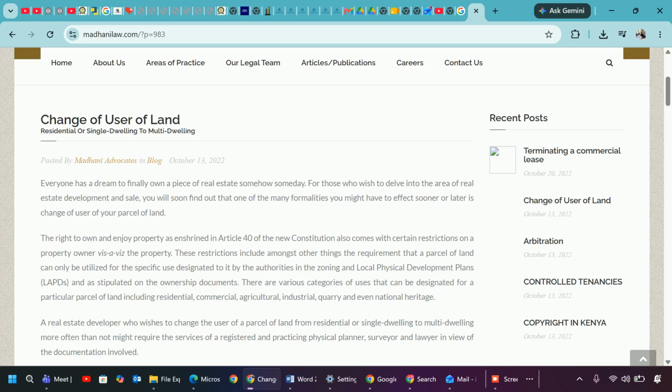So the last step in today's session will be a change of user of land. This will be changing from residential or single dwelling to multi-dwelling. This is a common question in the past papers because it appeared 5 times from the series of 2014 all the way to 2018. So it is something that we can't afford to skip.